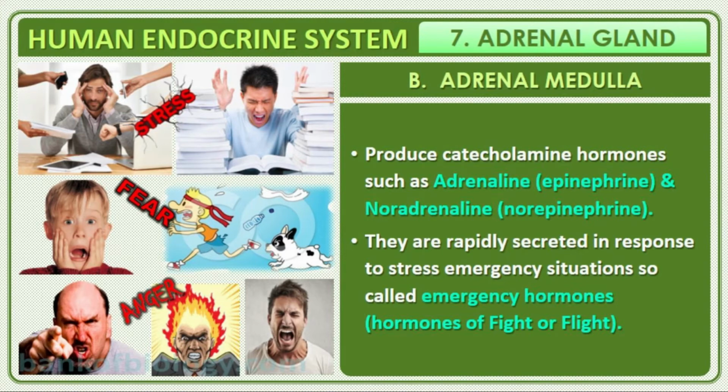They are rapidly secreted in response to stress and emergency situations, so-called emergency hormones. Hormones of fight and flight. Did you understand? So that's why the adrenal gland is known as an emergency gland, and adrenaline is called the emergency hormone. Only in an emergency period will it secrete. So it is the hormone of fight or flight. Did you understand?